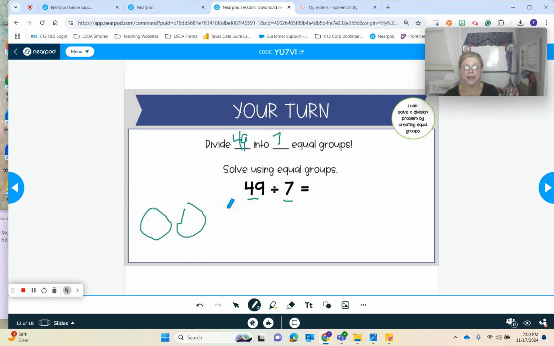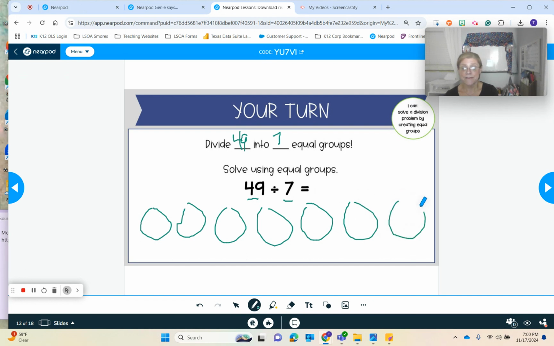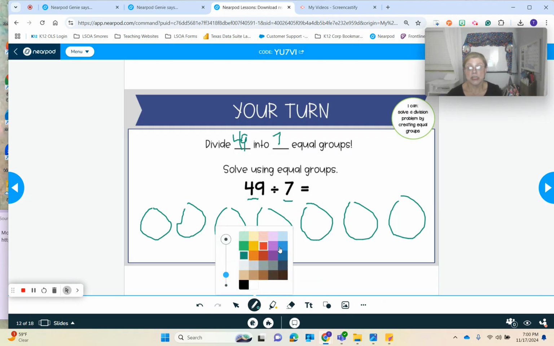So 1, 2, 3, 4, 5, 6, 7. Now we have 7 equal groups. How many do we need to put in each group? We don't know yet, but we need to break 49 up across all 7. So I'm going to change my pen color so we can see that happen.